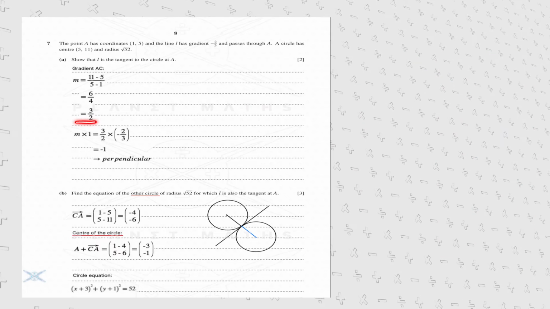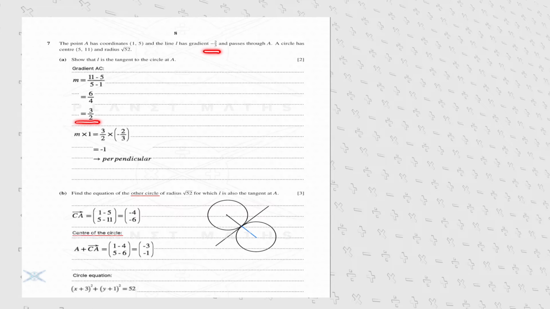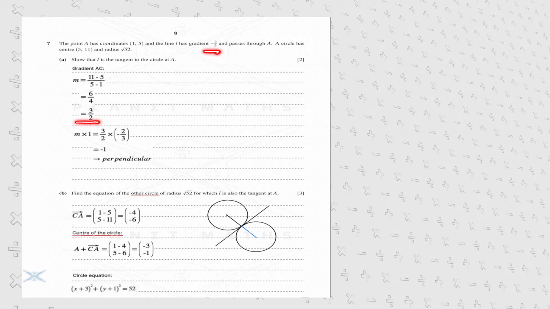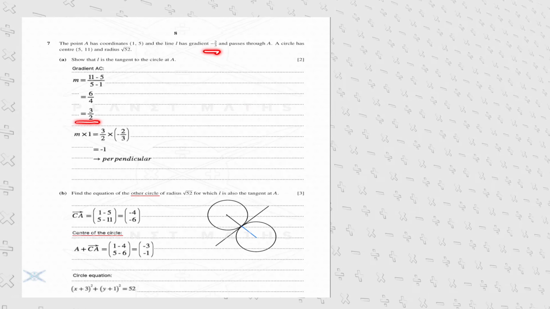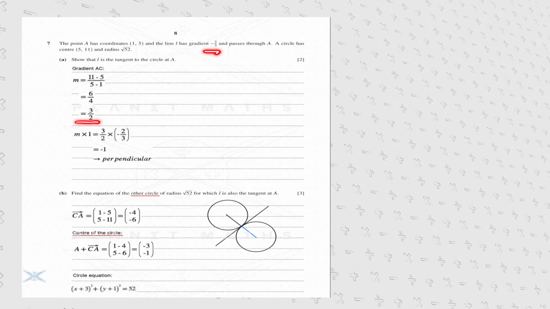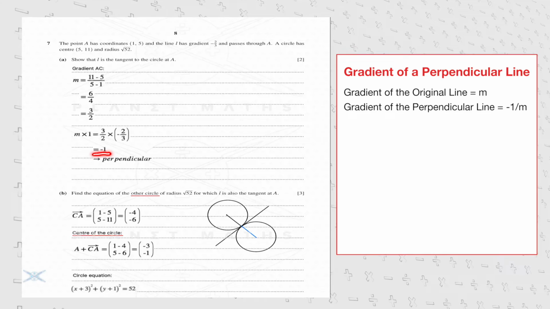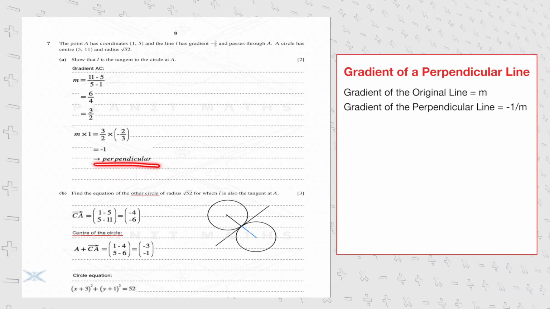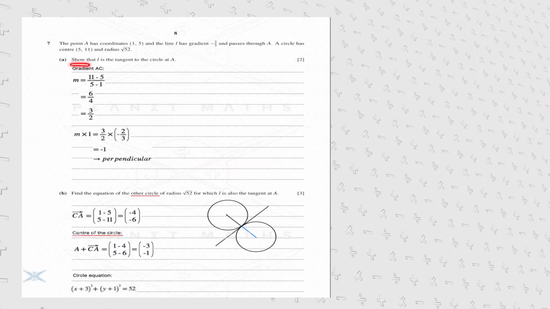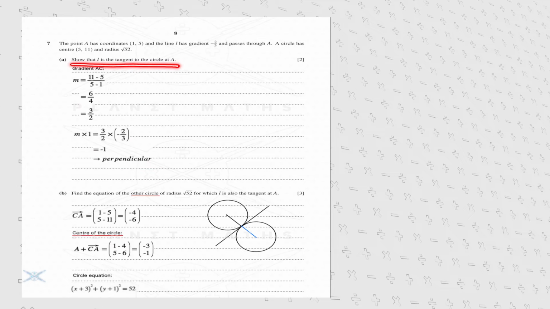So for those two lines to be perpendicular to one another, their multiplication needs to provide us with negative 1 as the solution, as per the guidelines provided, and this is indeed the case, and therefore both of those lines are perpendicular to one another. Thus L is indeed a tangent of the circle at A.